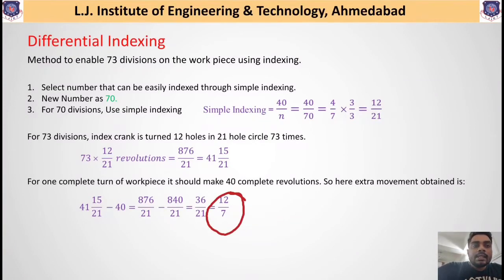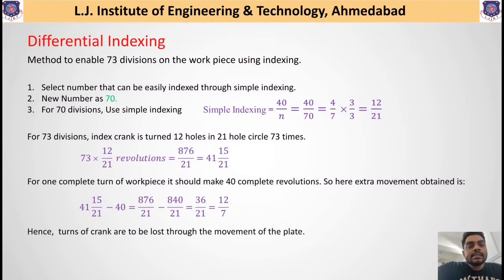So this is the extra movement that is obtained during this movement, so this needs to be subtracted, and to subtract this movement we will use a gearing assembly, and for this we must design the gearing arrangement or gearing ratio that is required to subtract this movement. So how can one calculate this gearing ratio? For that let us have a look at another step, and hence the turns of crank are to be lost through the movement of the plate that we have discussed.